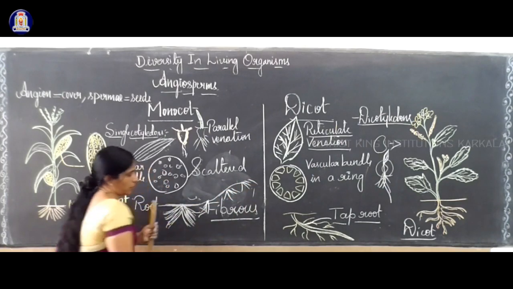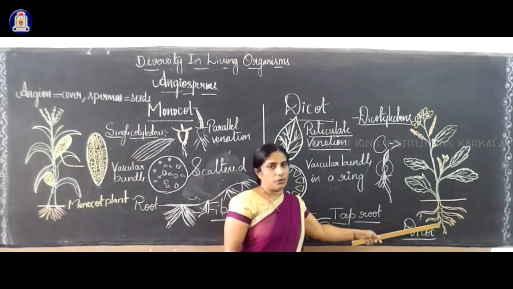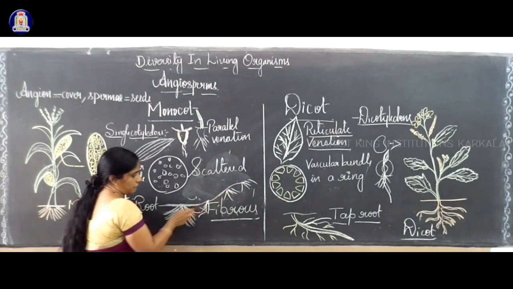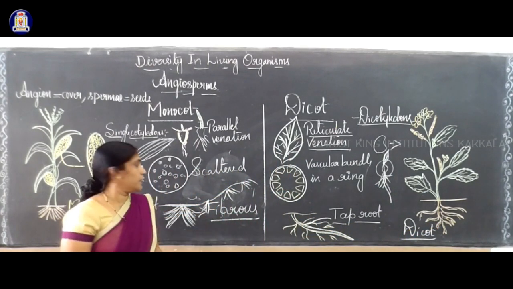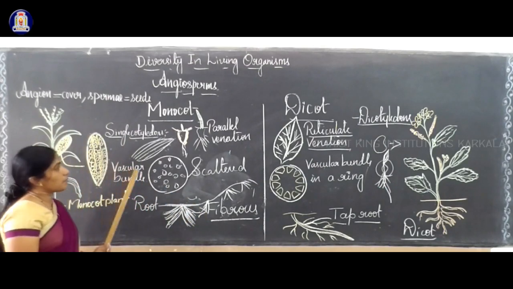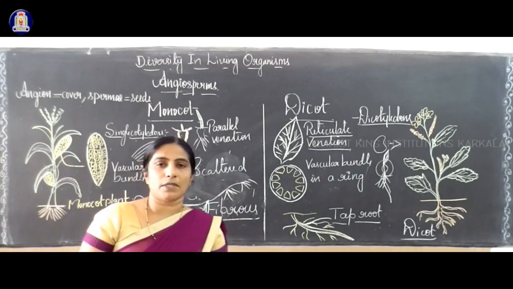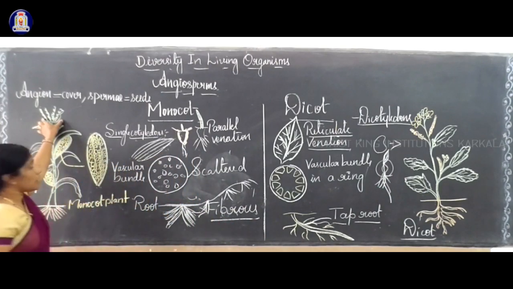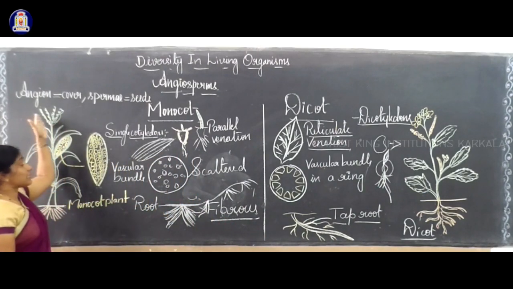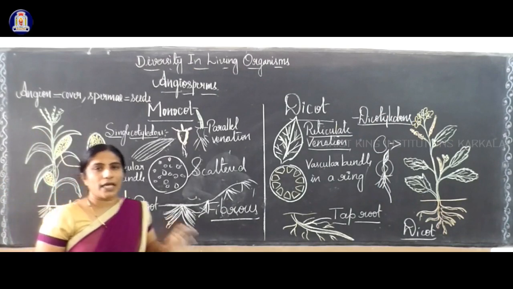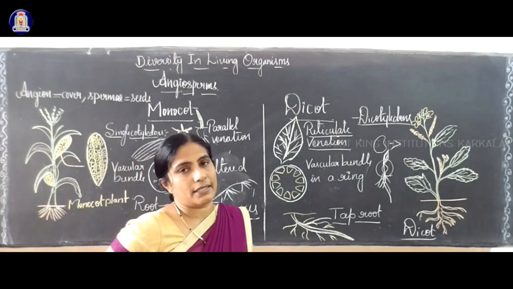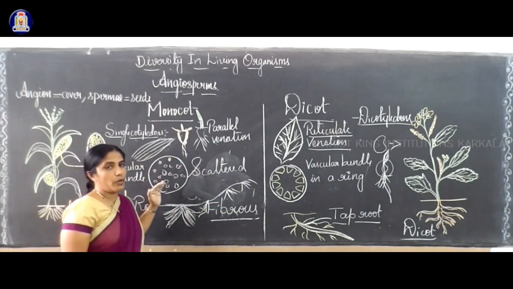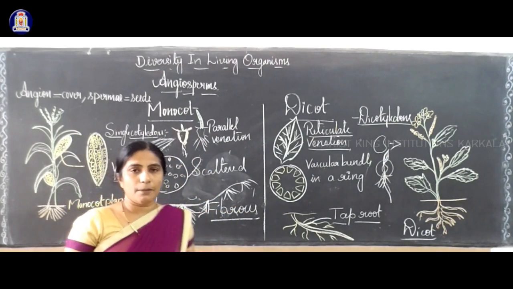But in dicot, only one root is present, that is called taproot. Here there are many tufts of roots, that is called fibrous root. These come under angiosperms. Angiosperms means flowering plants. If the flowers are clustered together, it is called inflorescence. Clusters of flowers are called inflorescence. So we have completed all the plant kingdom.